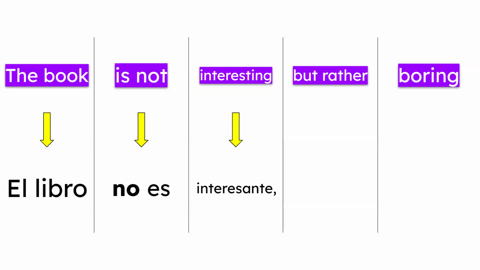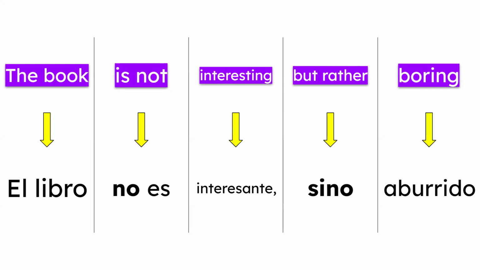Negative statement. Then, sino. El libro no es interesante, sino aburrido. Ya, no es interesante. Es aburrido. El libro no es interesante, sino aburrido. I don't like it. Okay, it's your turn to say this sentence aloud.